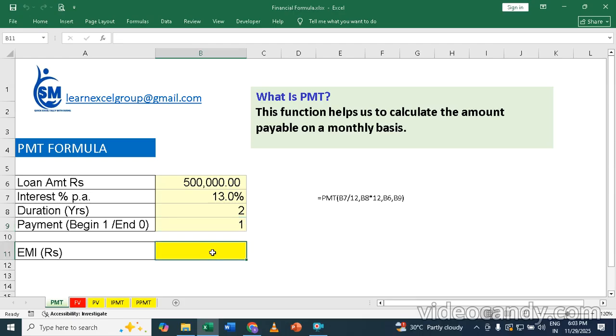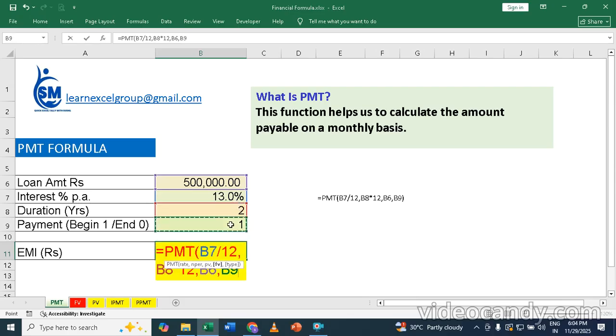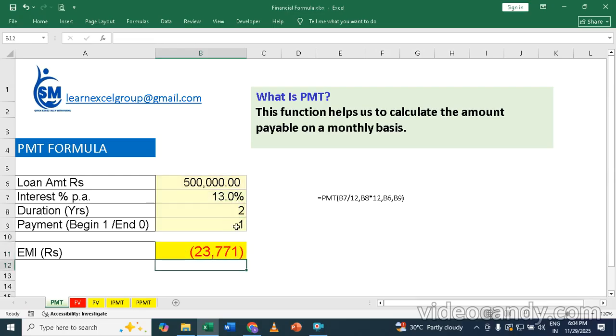The formula you'll have to use is PMT. Press Tab and the bracket opens. Click on B7, that is your interest, divided by 12 because there are 12 months in a year, comma. Then the duration is 2 years, multiplied by 12 months, comma. Then the loan amount, that is 5 lakhs, comma, and then click on the payment begin cell, that is 1 or 0. Close the brackets and press enter. That will give you these values. This is 23,771 according to this condition.